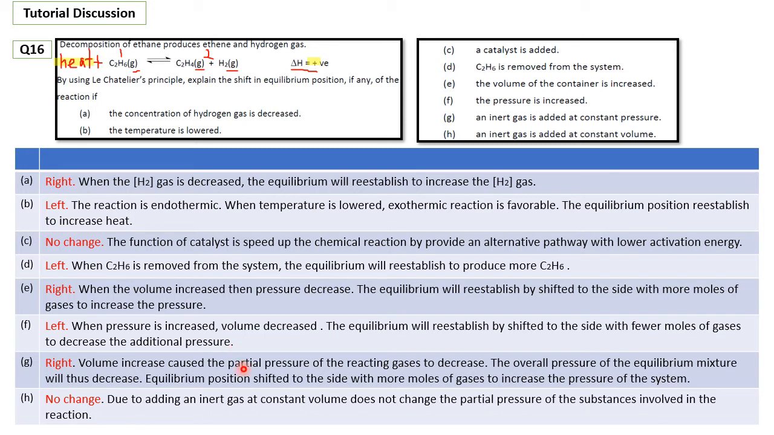Okay, G and H are about an inert gas. About inert gas added at constant pressure and constant volume. For constant pressure means the total pressure must be the same, meaning that the partial pressure of the non-reactant gases will be decreased. Okay, so the overall pressure of the equilibrium mixture will decrease. That's why the equilibrium position will shift to the side with more moles of gases to increase the pressure of the system. Last one, no change because adding inert gas at constant volume does not change the partial pressure of the substances involved in the reaction.